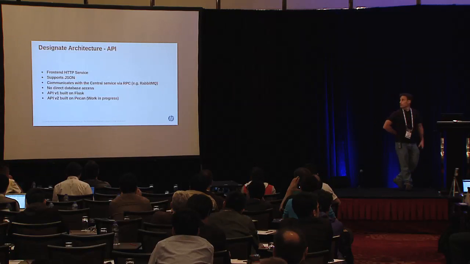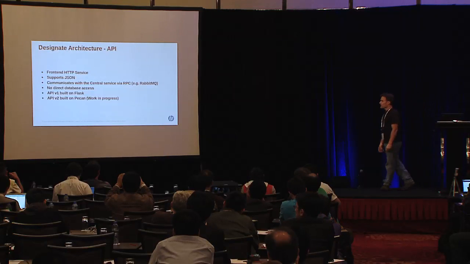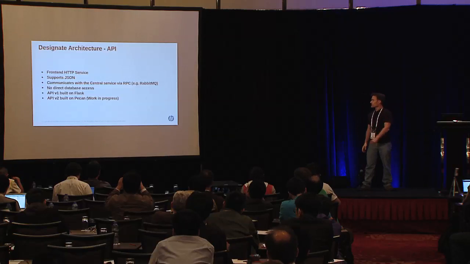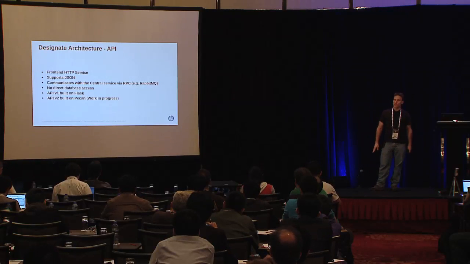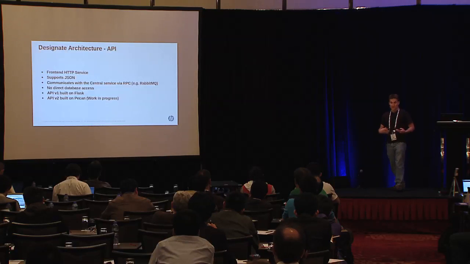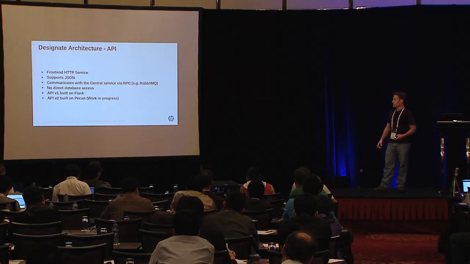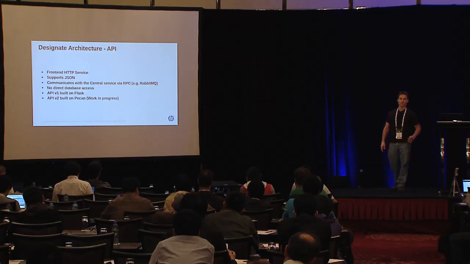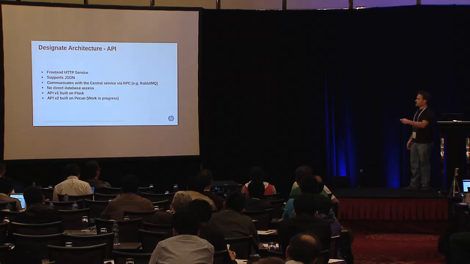Designate architecture, the API server. It's a front-end HTTP service. Supports JSON. It communicates with the central service via RPC, RabbitMQ. No direct database access. That all happens through the message bus. The current API in use, V1, is built on top of Flask. V2 will be built on top of Pecan, and work is in progress. It's very close, a very high percentage. I will not give the exact percentage, but it is very close to being done.